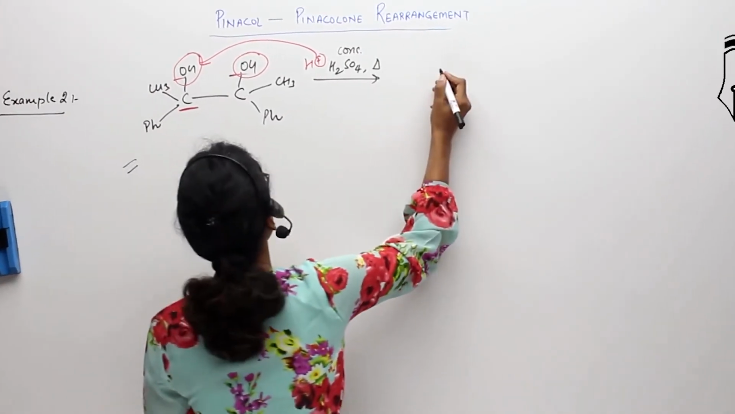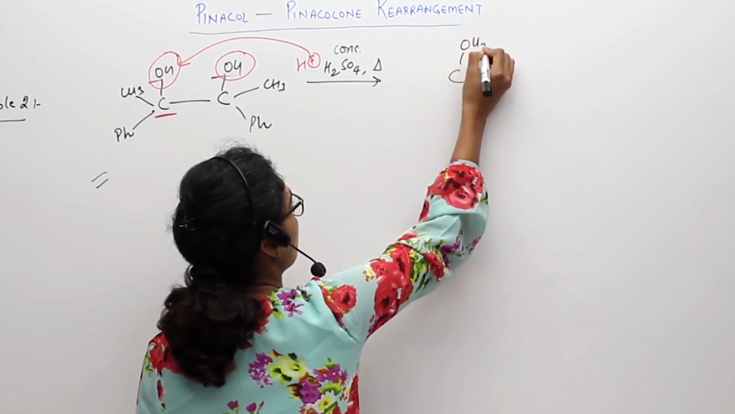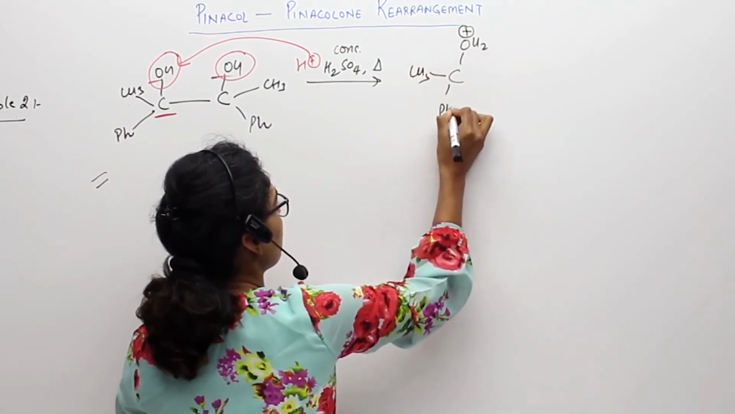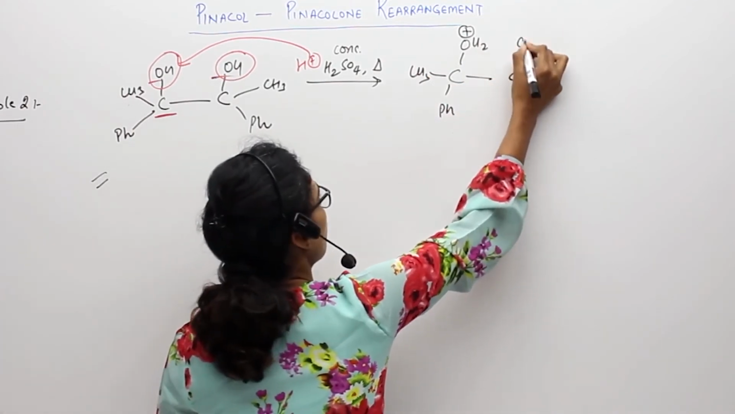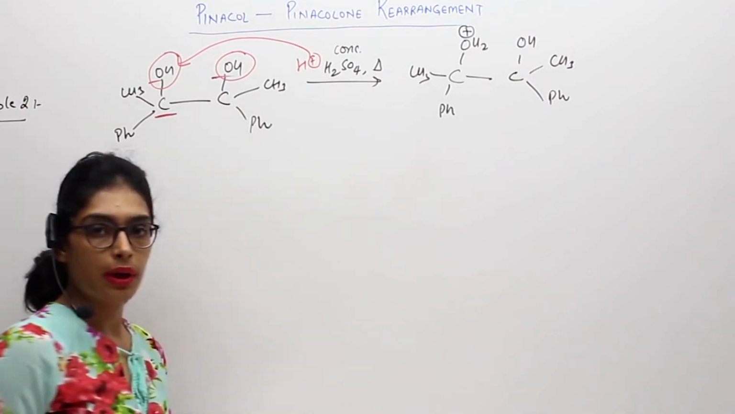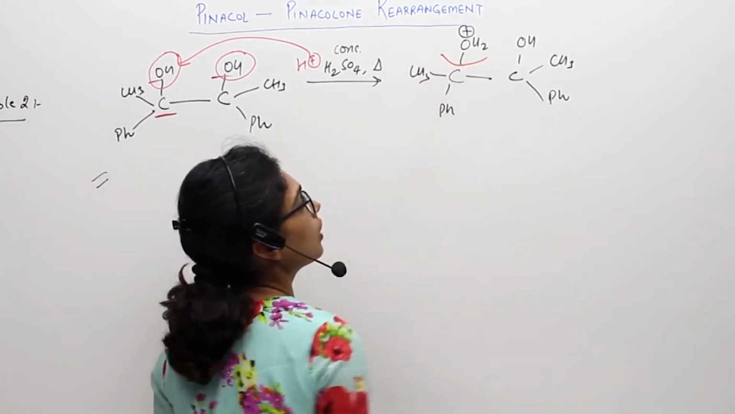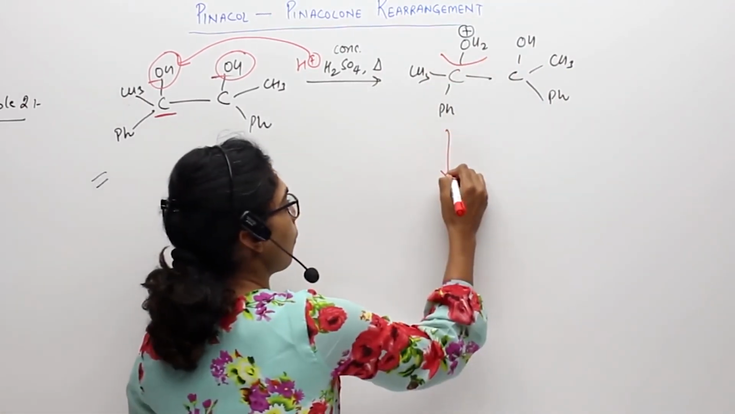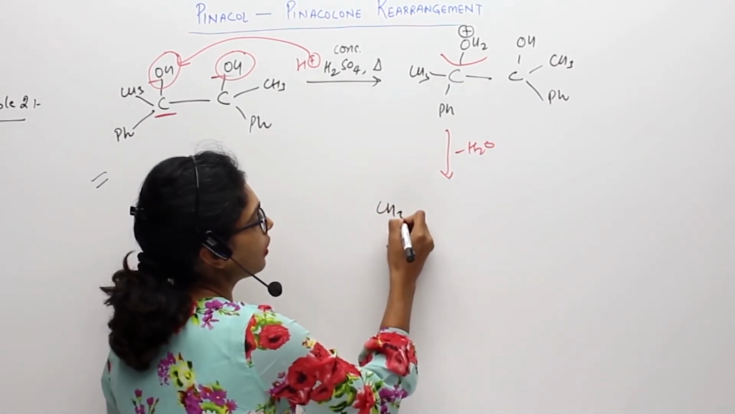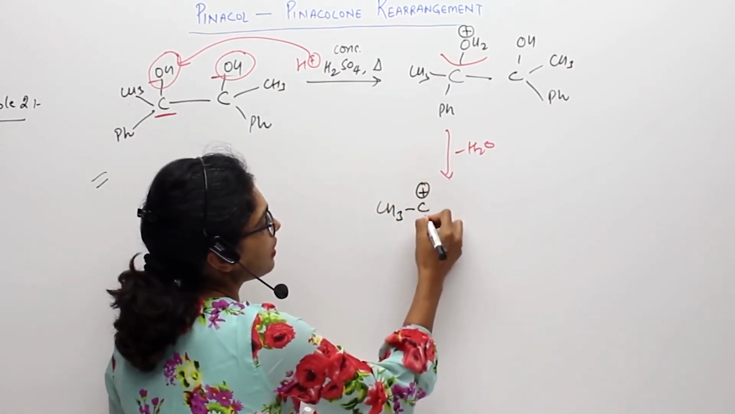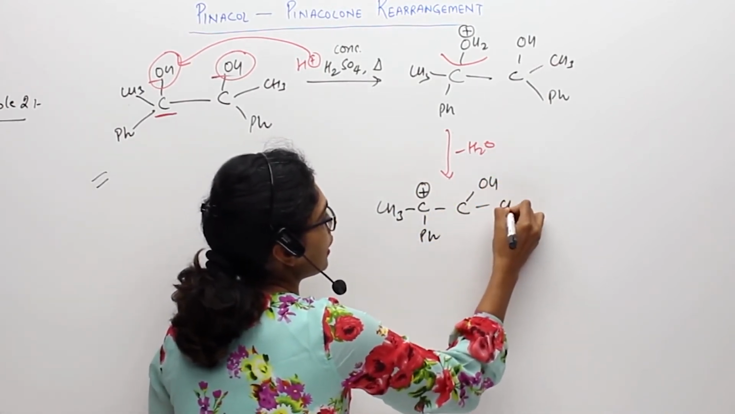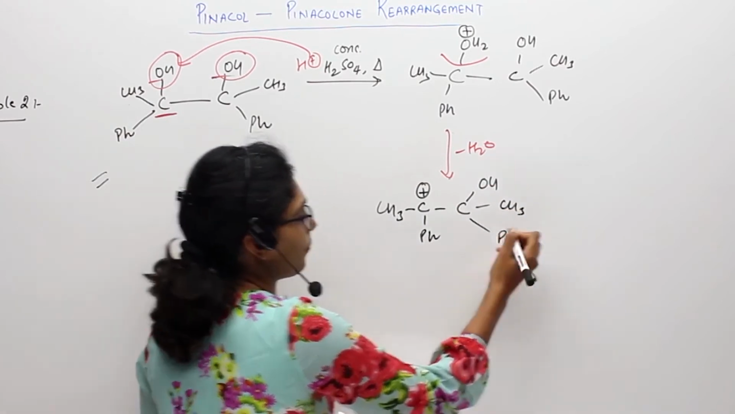So the protonated alcohol will look like this: OH2+, CH3, Ph, OH, CH3 and Ph. Okay. Now removal of this water will take place, and a carbocation will be formed: CH3, C+, Ph, C-OH, CH3 and Ph.